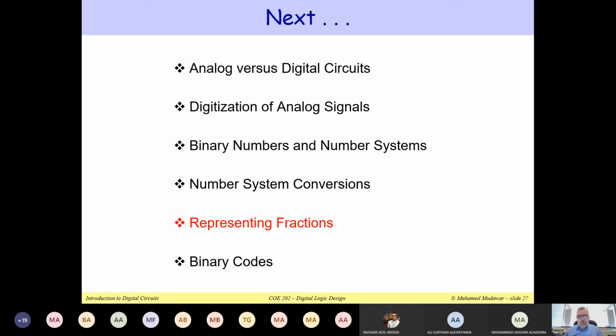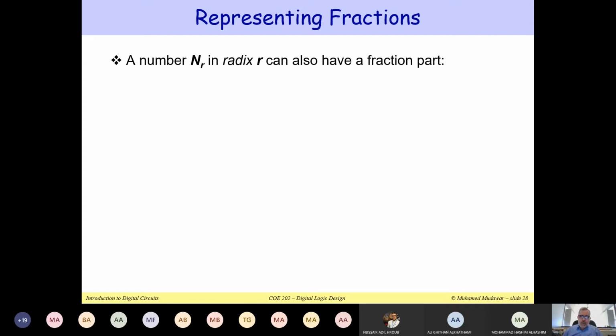Now I would like to talk about how we represent fractions. Okay, representing fractions. So far I talked about unsigned integers. So let us talk about fractions. Now you can represent a fraction in binary the same way that you can represent a fraction in decimal, or in any number system.